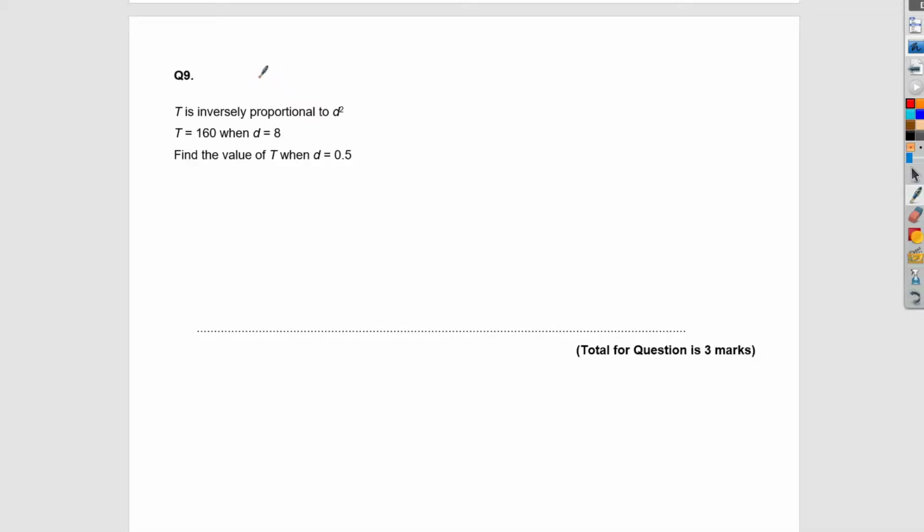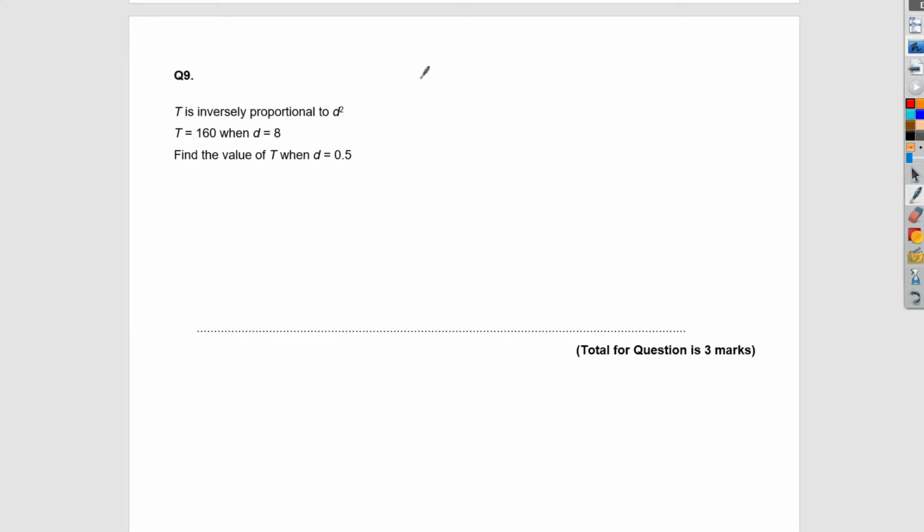Okay, question 9, starting from Unit 11 and continuing with question 9. This is talking about inverse proportionality. First thing first, let's write this question. T is inversely proportional to D squared. T is 160 when D is 8. Find the value of T when D is 0.5.